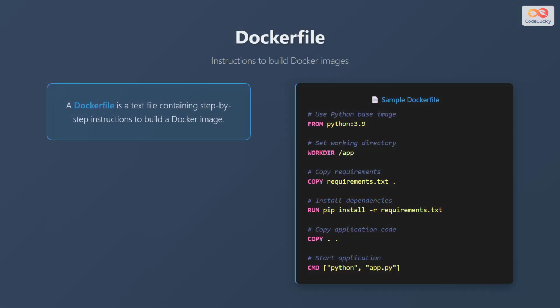A Dockerfile is a text file containing step-by-step instructions to build a Docker image. Here is a sample Dockerfile. First, it uses a Python version 3.9 base image. Then it sets the working directory to app. Next, it copies the requirements, then installs dependencies and copies the application code. Finally, it specifies the command to start the application, which in this case is python-app.py.